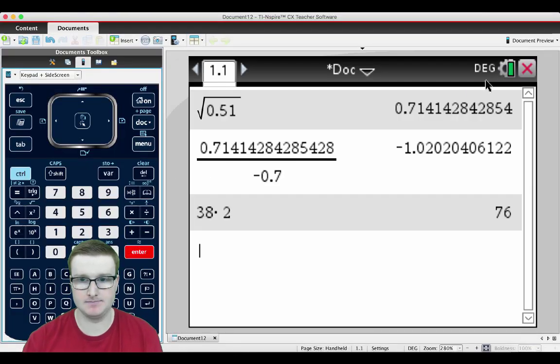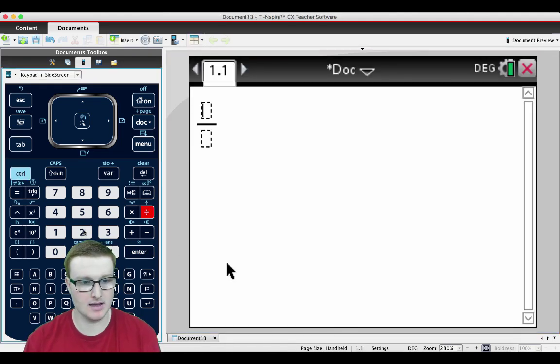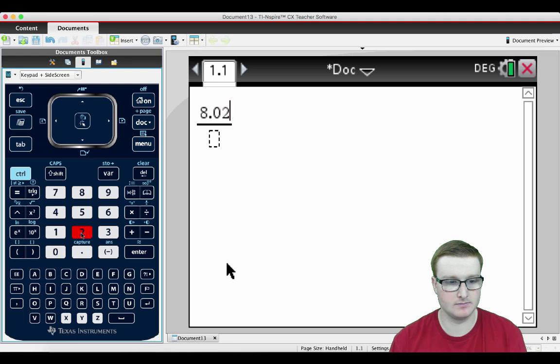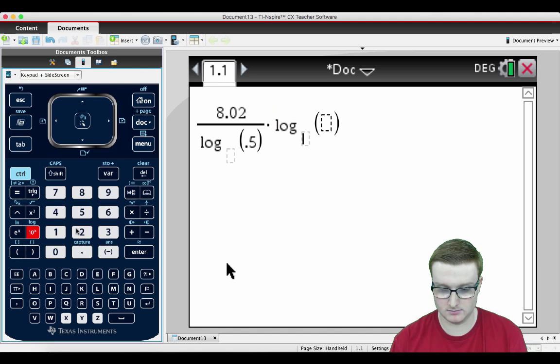Go to your calculator. 8.02 divided by the log of 0.5, times the log of 7 over 20.